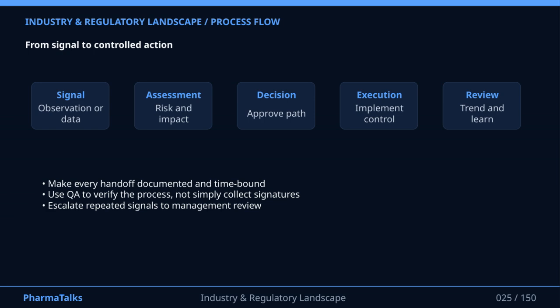But the process doesn't stop once the control is in place. Regular review is essential. During this phase, we track trends and learn from outcomes to continuously improve. It's important to make sure every handoff between these stages is clearly documented and time-bound to avoid any gaps. Quality assurance should be used not just to gather signatures, but to verify that the process is being followed correctly. Also, if signals are repeated, they must be escalated promptly to management for review. This structured approach ensures that responses are timely, documented, and effective, aligning with industry and regulatory expectations.